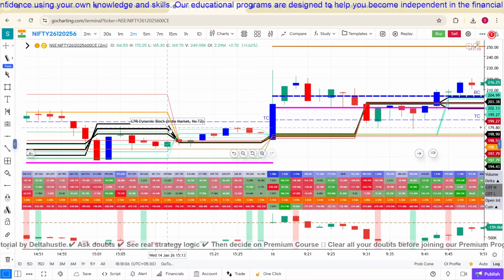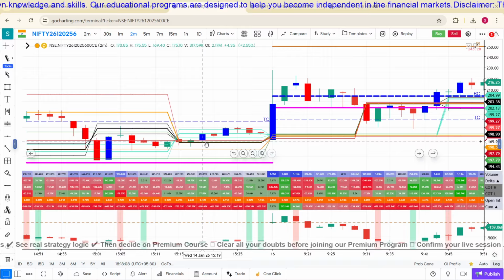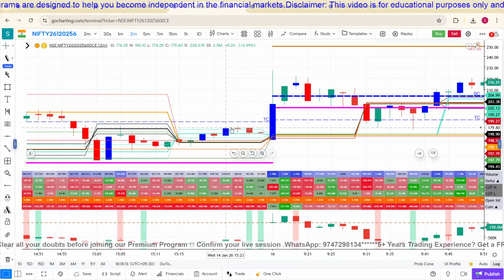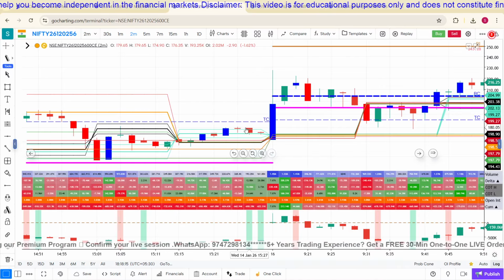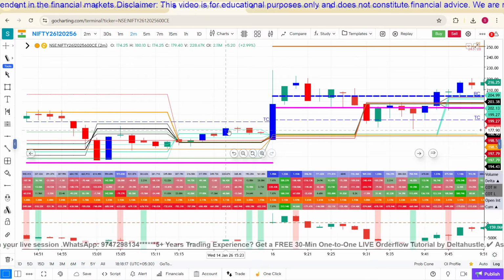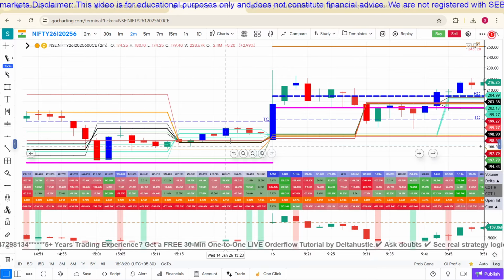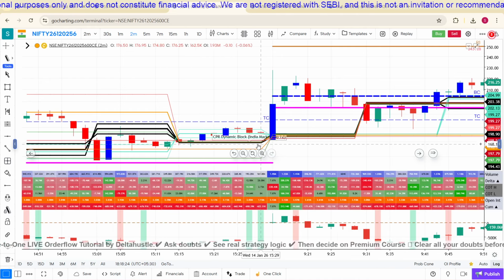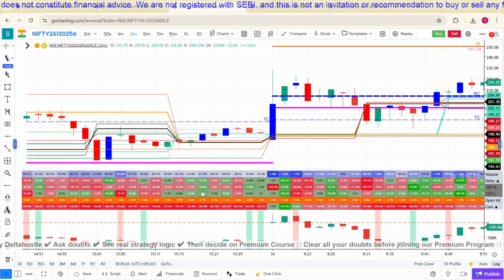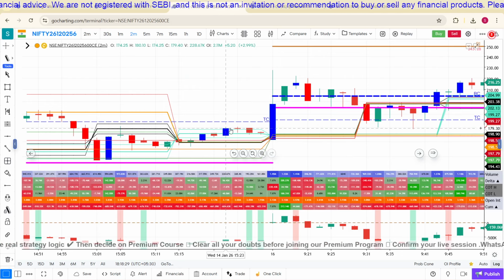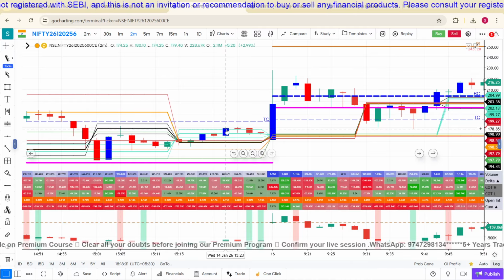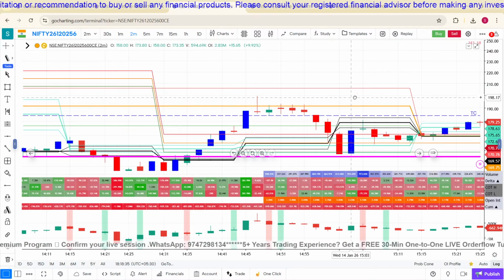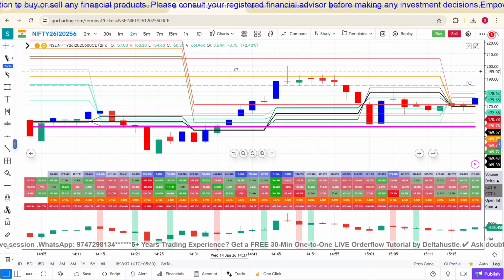And see this breakout. 15 minutes CPR is narrow. What is our target? 30 minutes CPR top. Exactly, it went there. No breakout happened. So when these type of things are happening, overlapping CPR, no problem. We can take a narrow CPR breakout with the order flow confirmation, but our target is limited to here. If it breaks this level, this will be our target. Okay. And here this is another example.